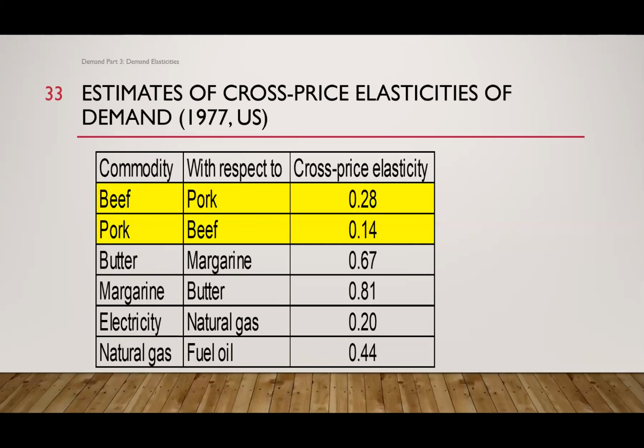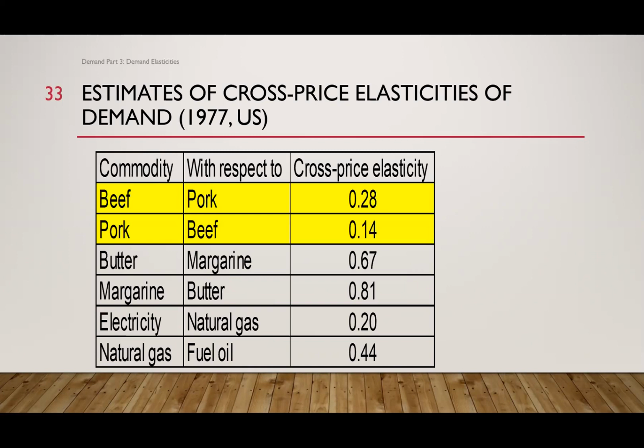The first one on the top row, that's the cross price elasticity of demand showing you the percentage change in the quantity demanded of beef divided by the percentage change in the price of pork. And that equals 0.28. So if the price of pork goes up by 10%, we see that the quantity demanded of beef goes up by 2.8%. So the substitutes. That is, beef is a substitute for pork.